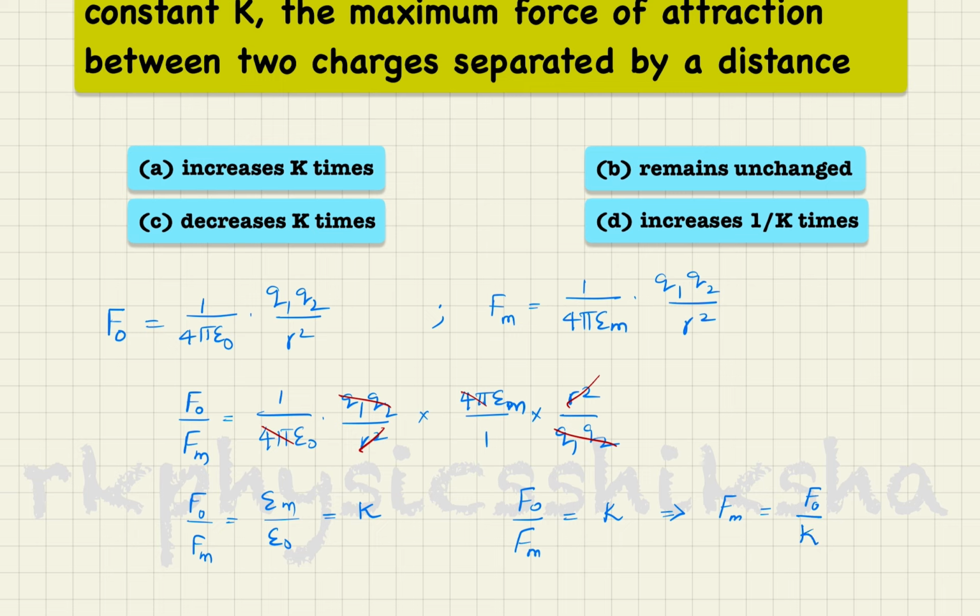That means we can say that the force between the two charges in air is greater than the force between the two charges in a particular medium of dielectric constant K. That means you can also write it as F naught is equal to K times the force in medium. So from this we can conclude that the force between the two charges will decrease by K times on replacing the air with a medium of dielectric constant K. So decreases by K times is the correct option.